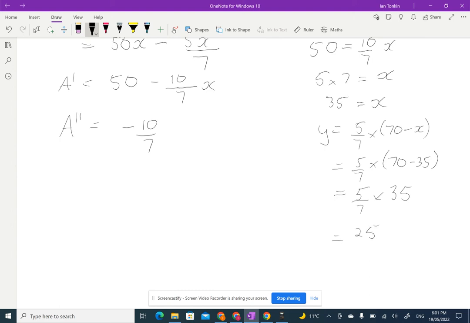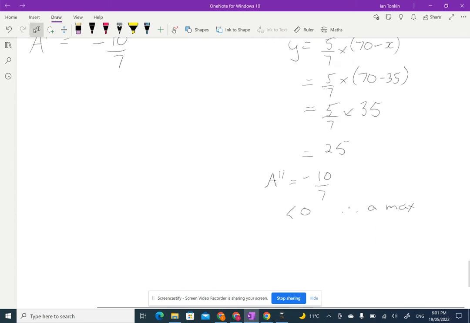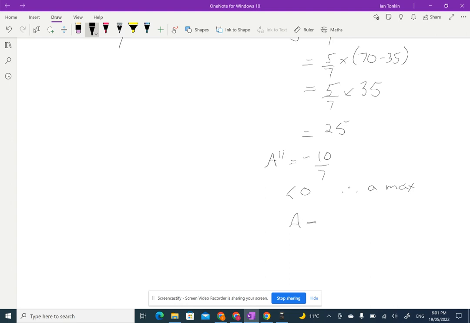Now, you have to state whether or not it's a max. So it is a max because A double dash equals negative 10 on 7, which is less than 0, therefore a max. And if you want to find the area, A equals xy, which equals 25 times 35, which is 875 centimetres squared.